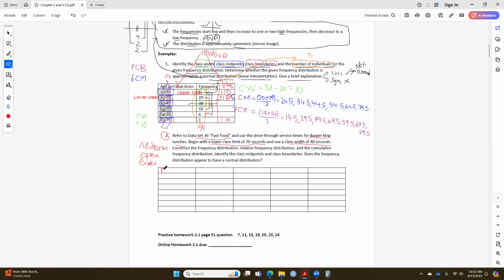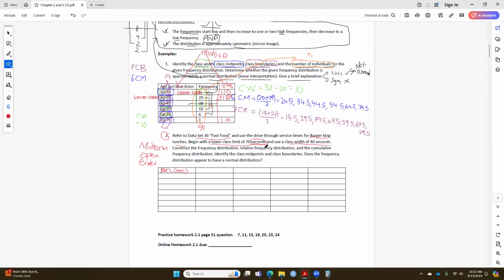So I'm going to short form this as BKL, which is short form for Burger King lunch. And we're going to put this as seconds. Okay, what does this seconds mean? That is your units. You can tell that every single one here uses seconds, so that is your units.